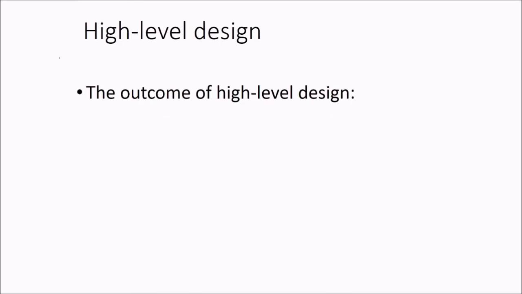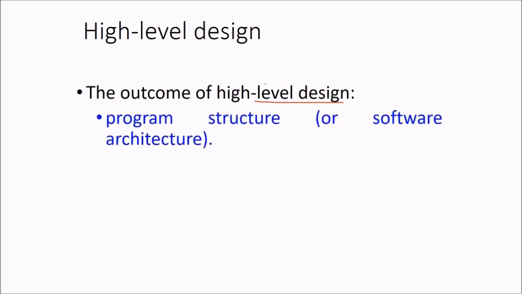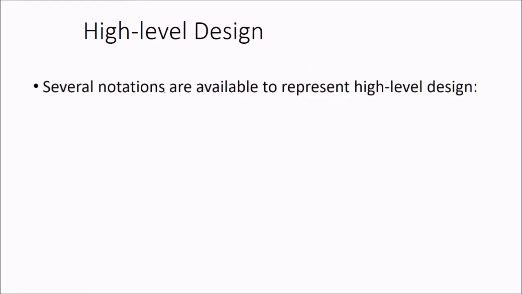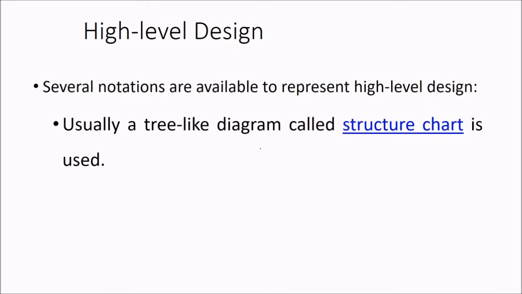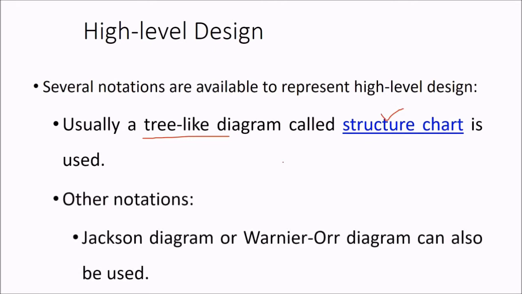What about high level design? First is high level design, then we will talk about low level design. The outcome of high level design will be our software architecture. There are several notations available to us to represent a high level design. First is a tree-like diagram, which we call a structure chart. So the structure chart is used to represent high level design in software engineering. There are other notations also, like the Jackson diagram or the Warnier diagram. These may also be used.